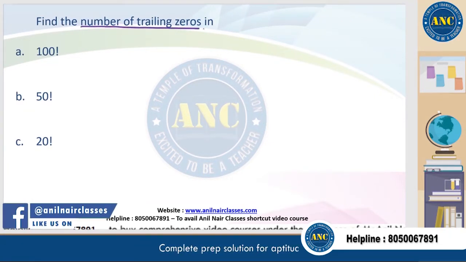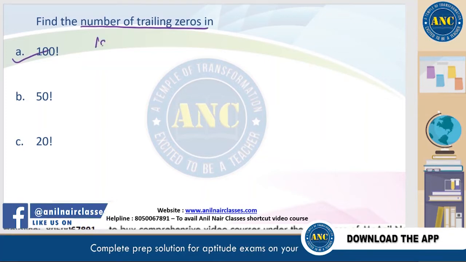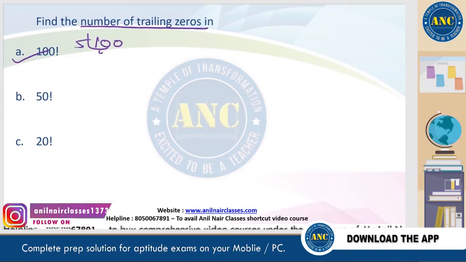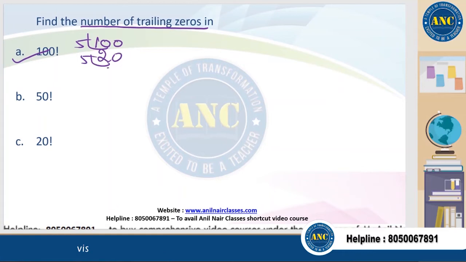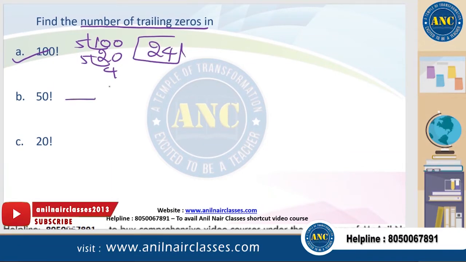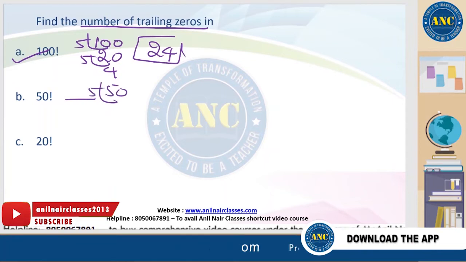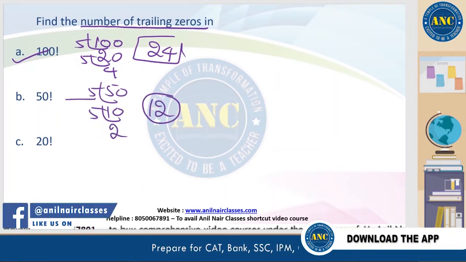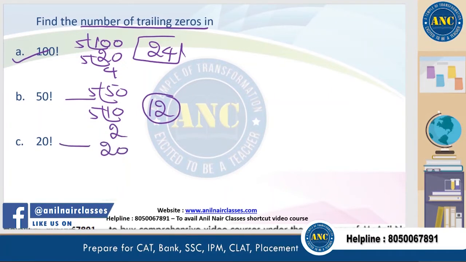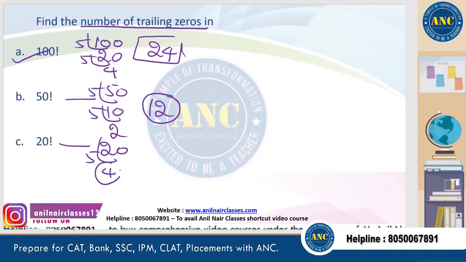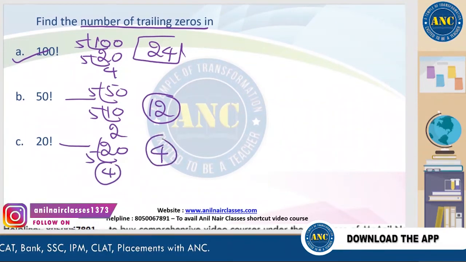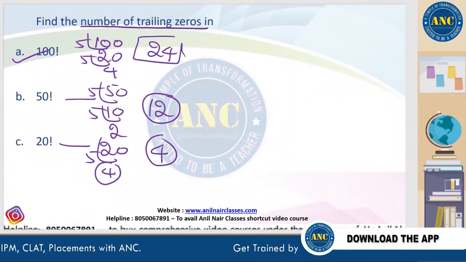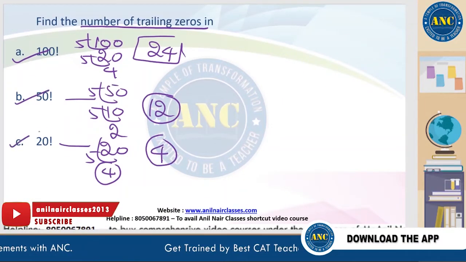Find the number of trailing zeros in 100 factorial. 5 20s are 100, 5 4s are 20. 20 plus 4 is 24. 50 is nothing but 5 10s are 50, 5 2s are 10. 10 plus 2 is 12. 20 is nothing but 5 4s are 20. Answer is 4. Lalit, where is it not clear? I hope these three are very clear to you.